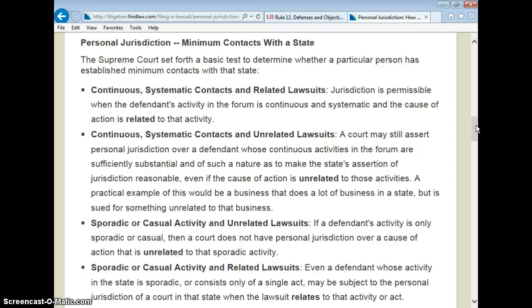Continuous, systematic contacts and unrelated lawsuits. A court may still assert personal jurisdiction over a defendant whose continuous activities in the forum are sufficiently substantial and of such a nature as to make the state's assertion of jurisdiction reasonable, even if the cause of action is unrelated to those activities. A practical example of this would be a business that does a lot of business in the state but is sued for something unrelated to that business.